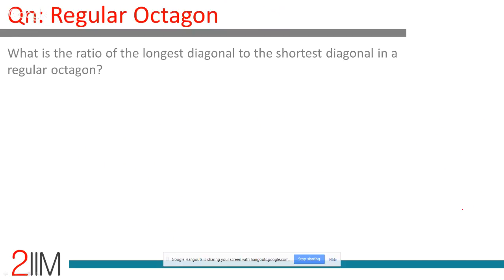Right? Longest diagonal to the shortest diagonal in a regular octagon. The cat is out of the bag and telling you clearly to look for squares and isosceles right angle triangles carved out of this regular octagon. And so keep that in mind, look for that.